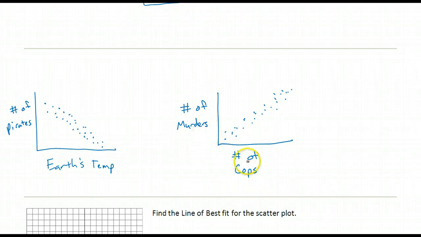This happens for a couple different reasons. If there's more cops on duty, more murders are going to be solved, so there's more murders where there's more cops. Secondly, if there's a whole lot of murders in a district, there's going to be more cops on duty in that area. So there definitely is a correlation, just not a causation.